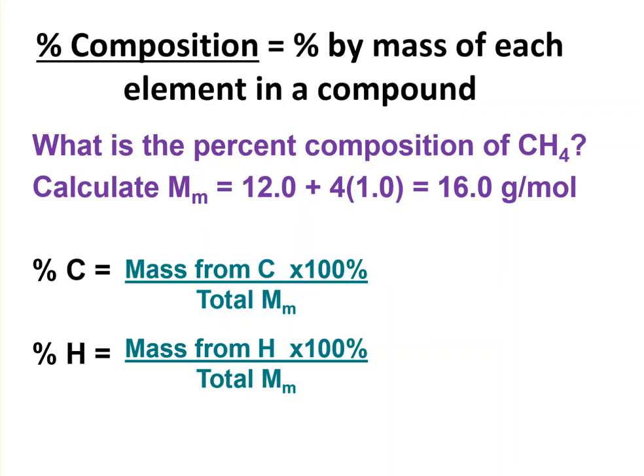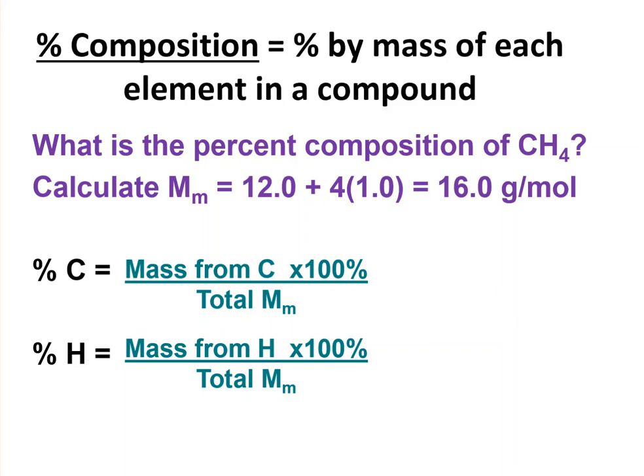Percent composition is the percent by mass of each element in a compound. There are experiments that you can do to determine the percent by mass of each element, say in a fuel. You can determine the percent of the mass due to carbon versus hydrogen and so on. And once you have those percents, you can also work backwards to get the formula. But anyway, it's useful for different reasons.